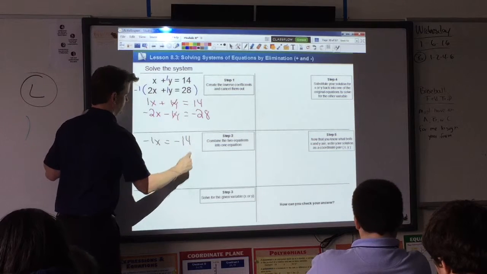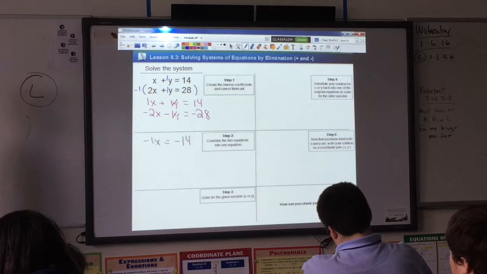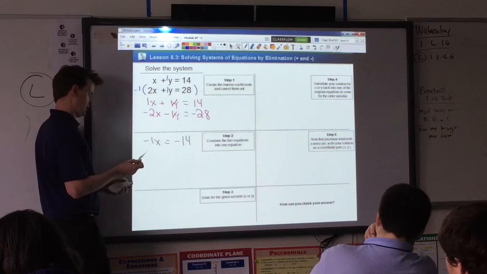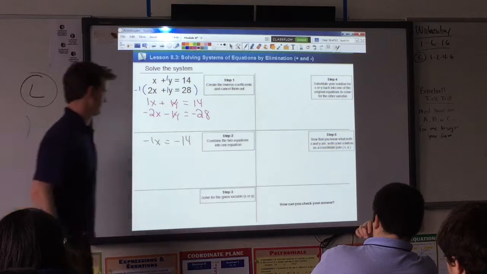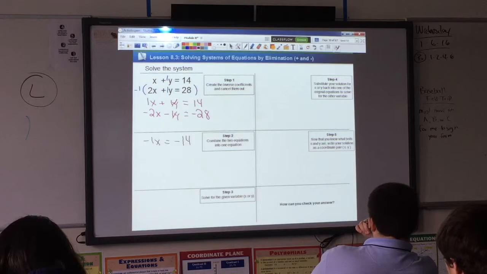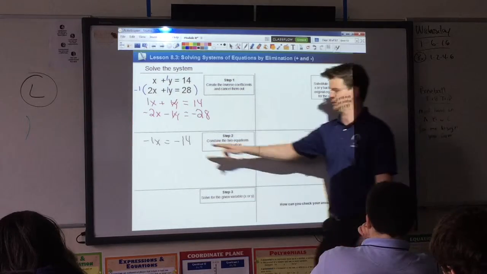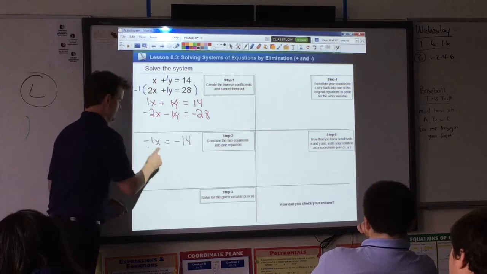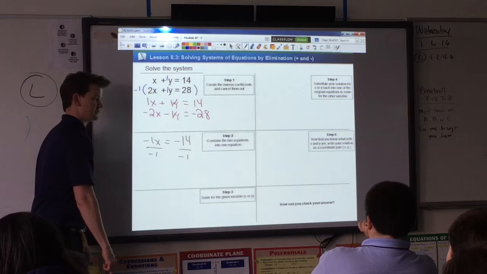Negative 14. Okay. Can I end with a negative 1x? Yes or no? No. I always have to have a positive variable, right? A positive x or a positive y. So I have to solve this. Alicia, what would I do to solve this? What am I going to divide both sides by? What's the coefficient right here? Just negative 1. So we're going to divide both sides by negative 1. And that's going to give me my solution.